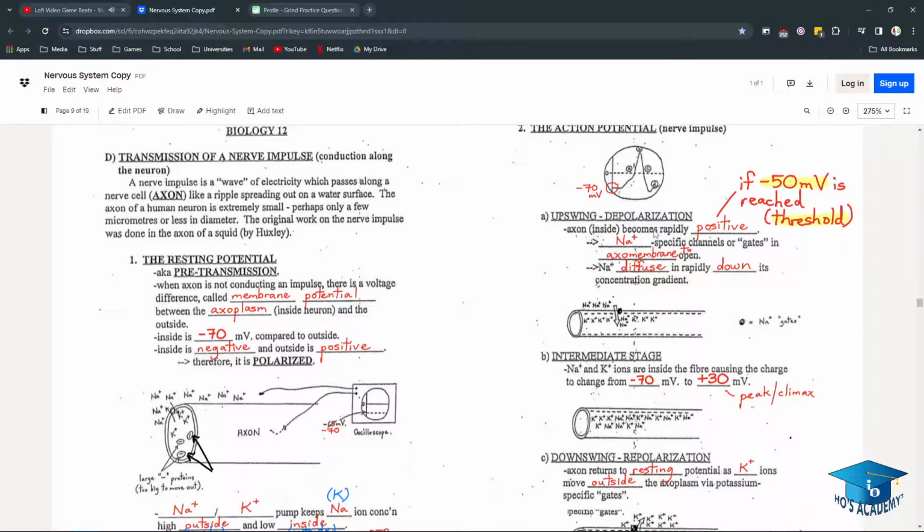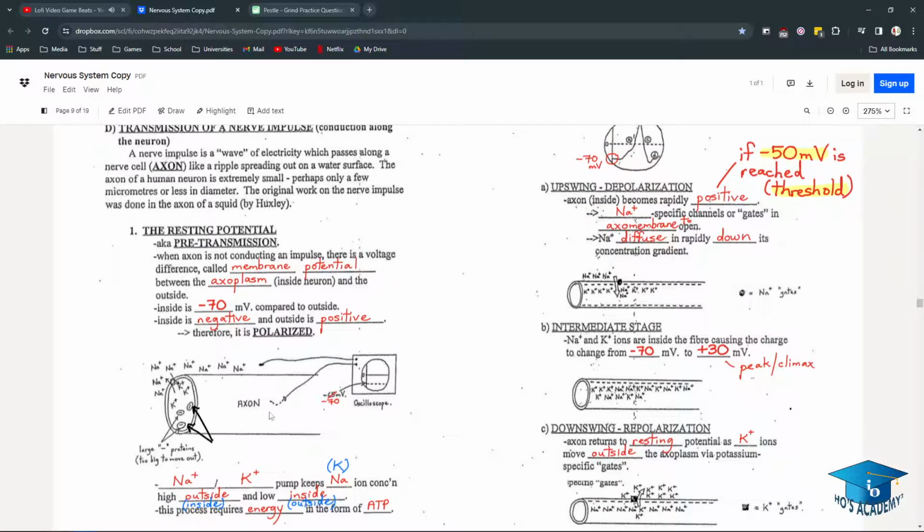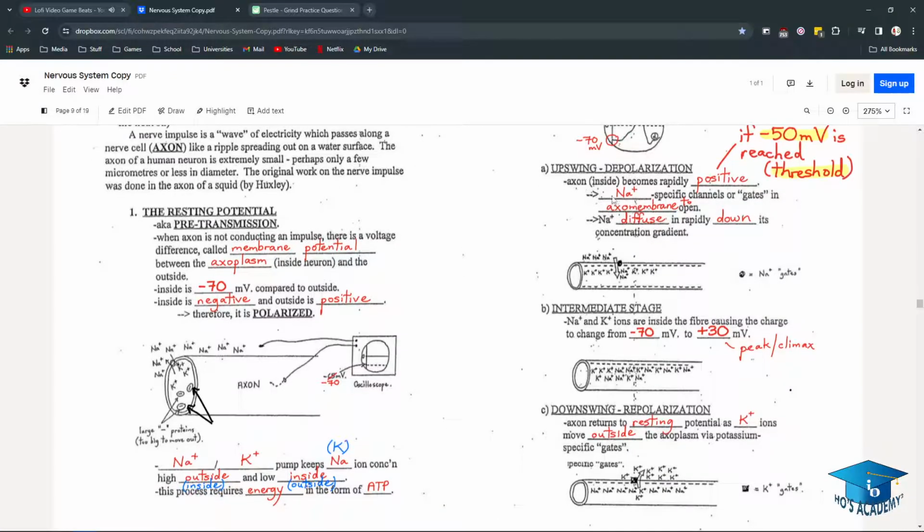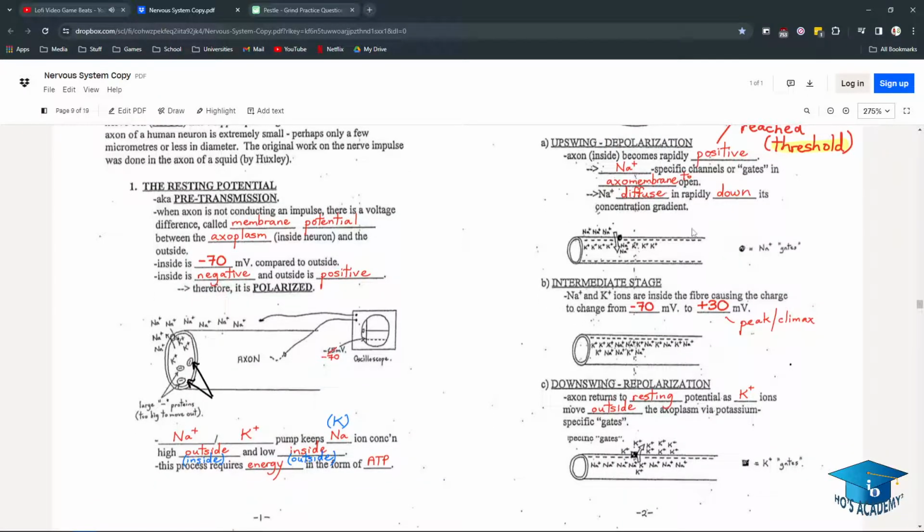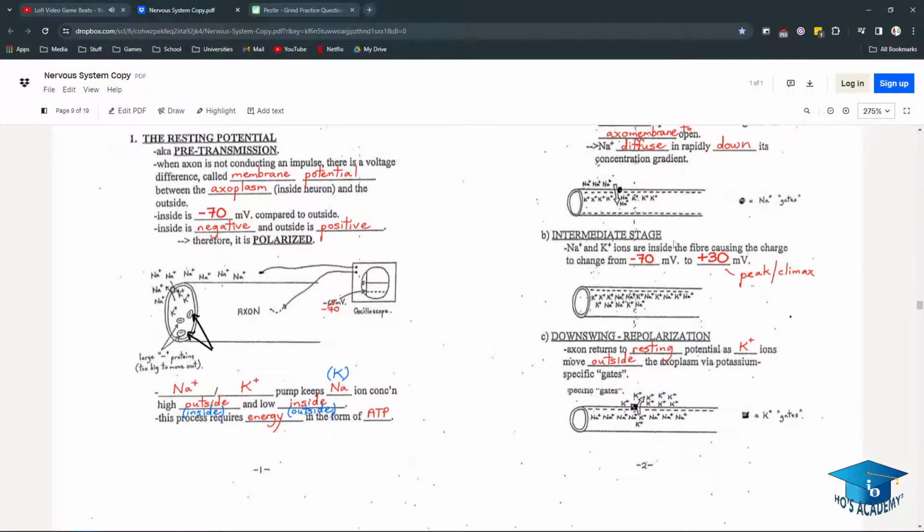The axon becomes rapidly positive if -50 millivolts is reached, which is when your sodium potassium pumps hit the right level. Your sodium channels will open in the axon membrane, and sodium will rapidly diffuse down the concentration gradient, so it'll come in. Sodium will come in and potassium will leave. So in this intermediate state, there are both potassium and sodium ions inside. So instead of -70, you're at +30 relative charge.